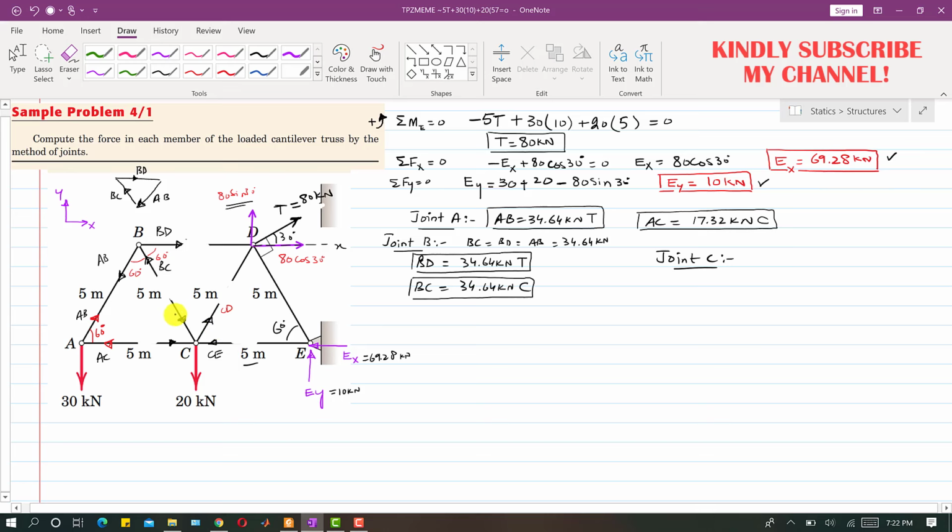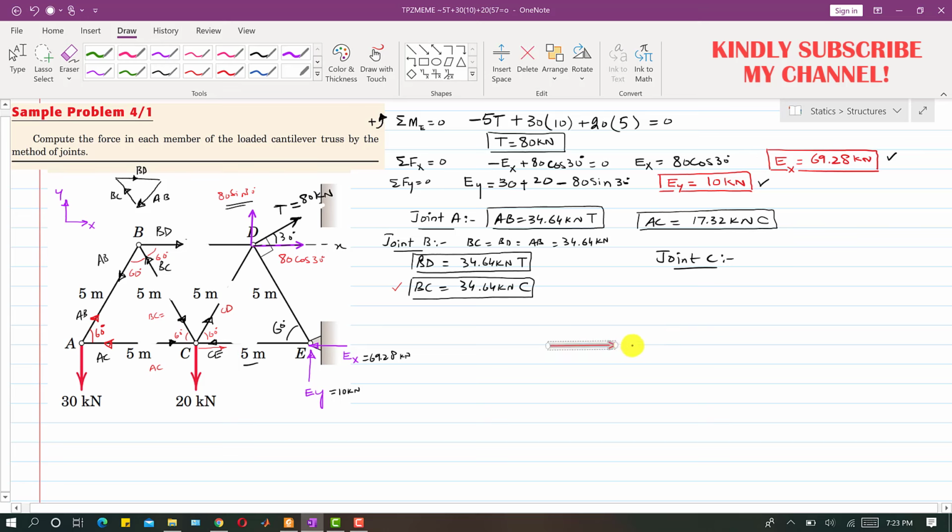This one is BC, and we know the magnitude of BC, which is 34.64, and this is AC, whose magnitude we know as well. If we resolve this CD force into its components, this CD force is making 60 degrees and this BC force is making 60 degrees. So this CD force will have one component in this direction. Let me draw it a bit larger here.